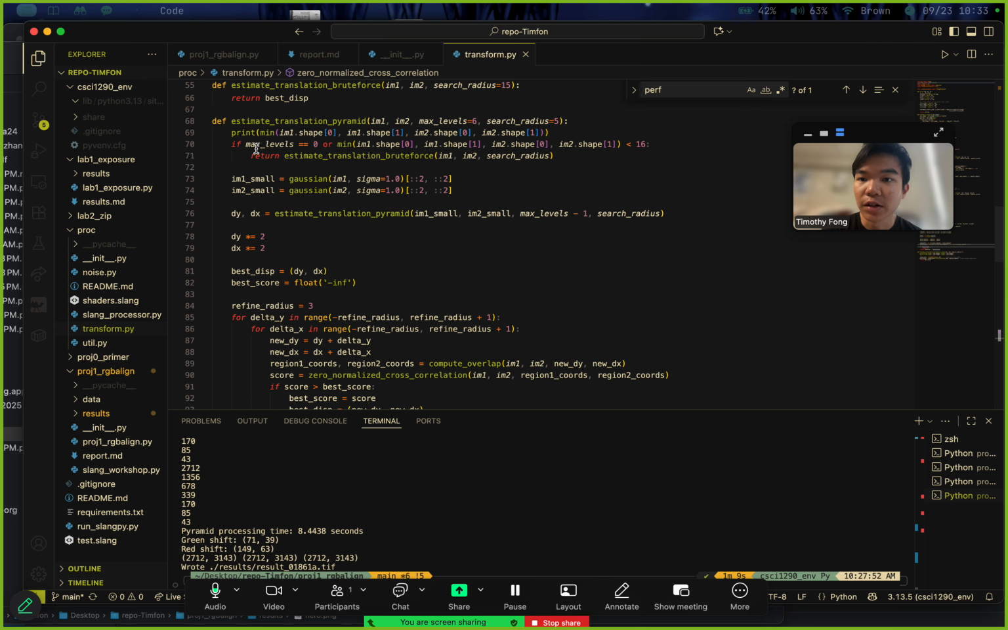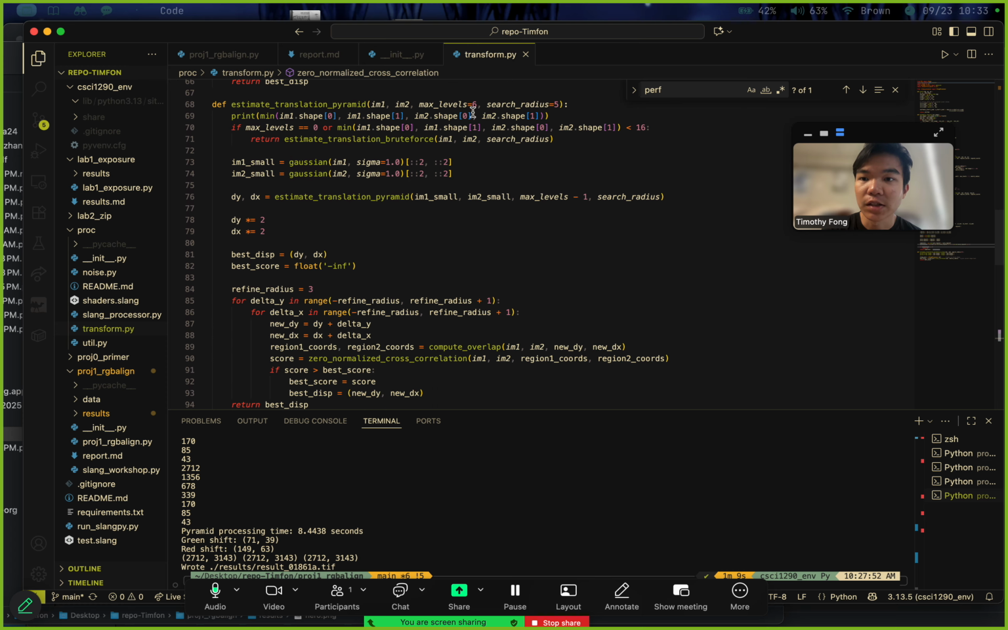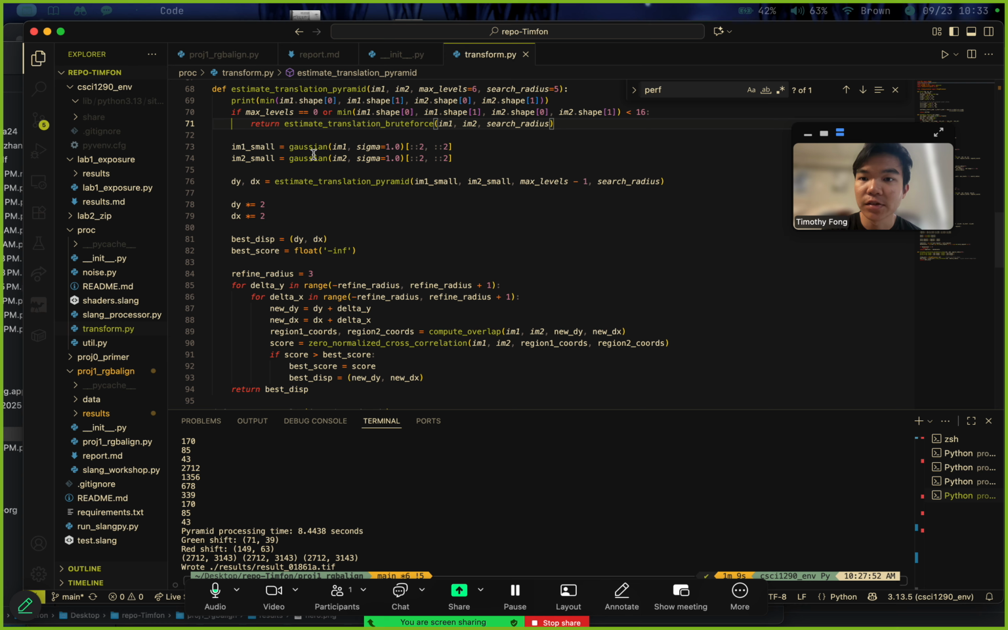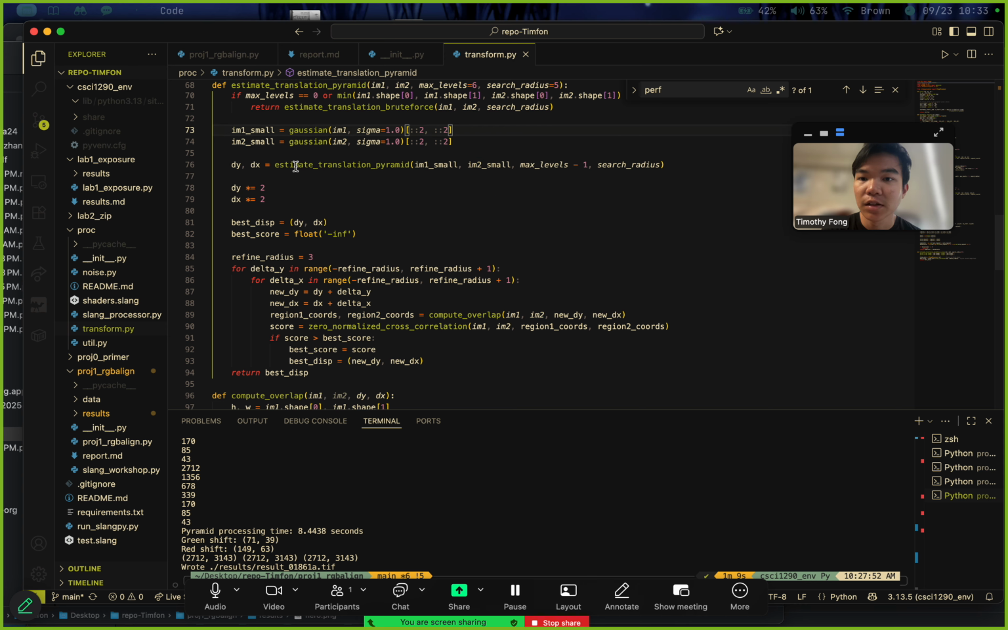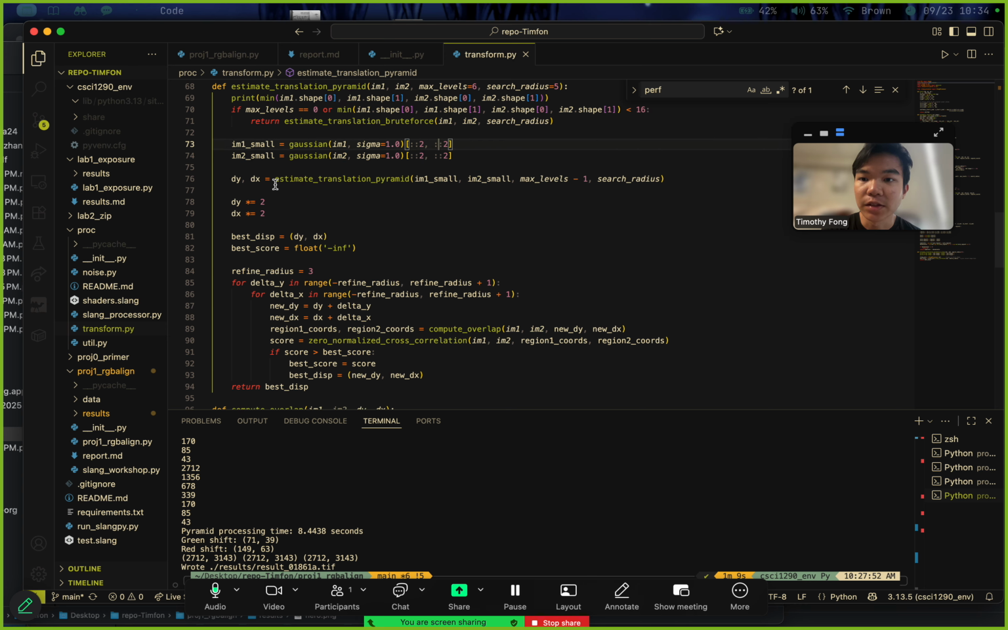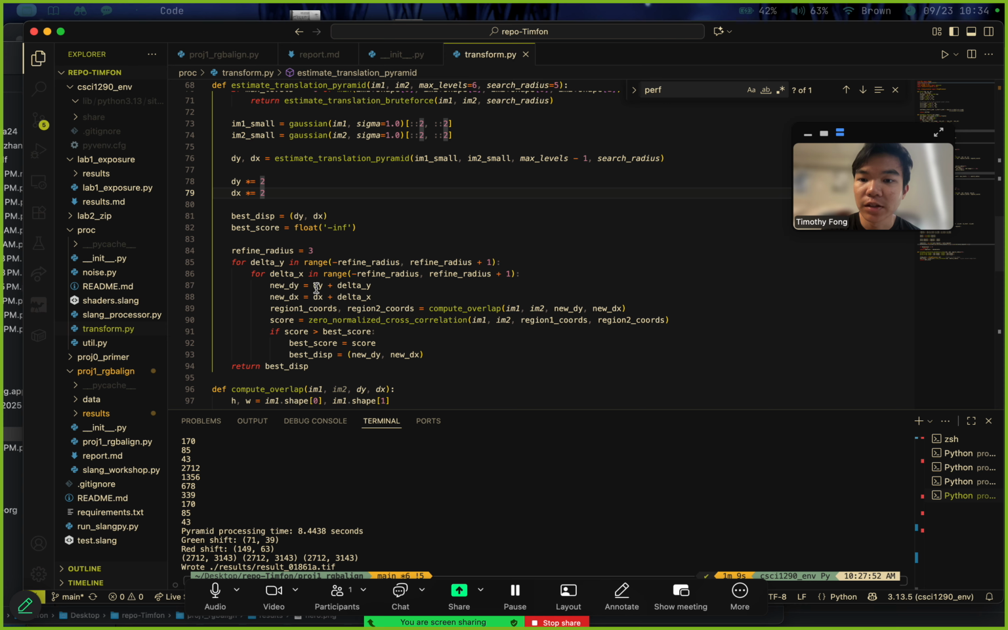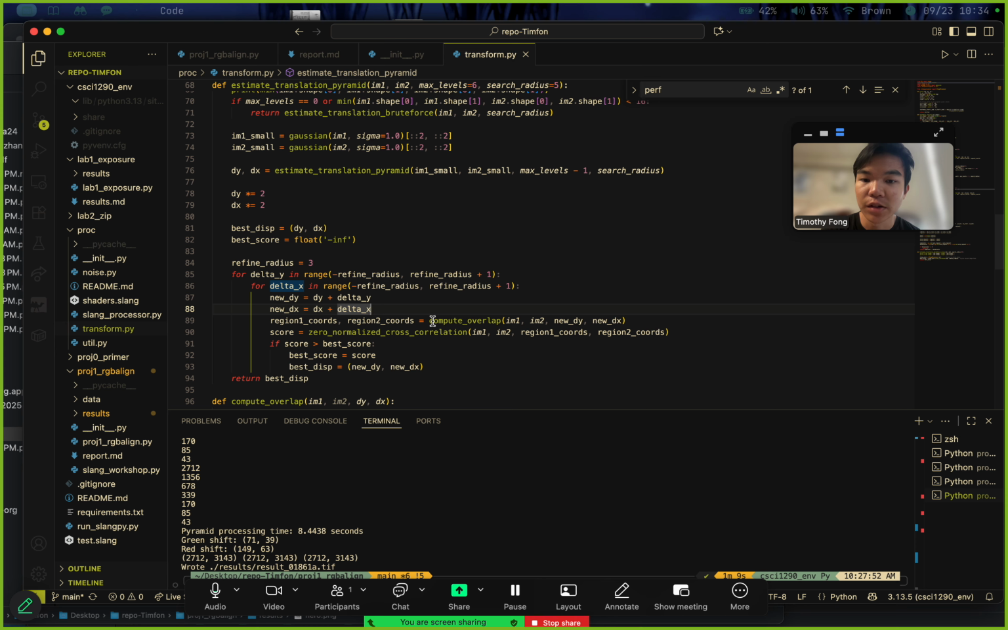Finally, for the estimate translation pyramid, we have max level 6. This is the base case. So if it's 0 or if the image is too small, then we just do the base case implementation. We want to do Gaussian to reduce aliasing, then downsample by taking every other pixel. Then basically once the recursion starts unraveling, then this would be our initial guess. We want to scale the guess up every time, and we start this as our initial guess at each level. And in similar logic to the brute force, we compute overlap and find a zero normalized cross correlation.